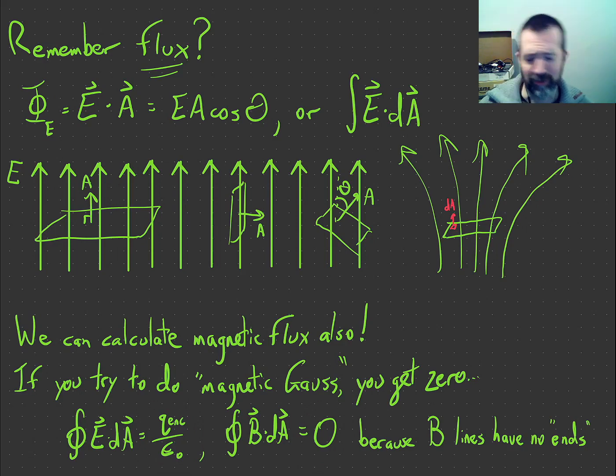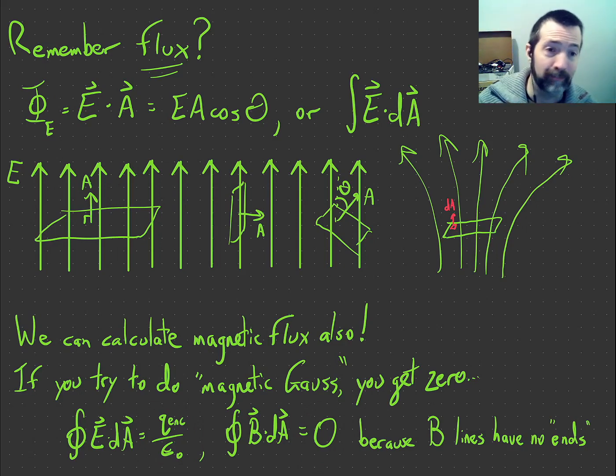I would encourage you to not really think about poles as being real in the first place, personally. The point is that the field lines, they don't have ends. And if the field lines don't end, then you can't have a non-zero flux with a closed surface.